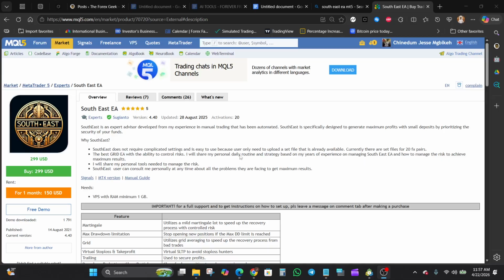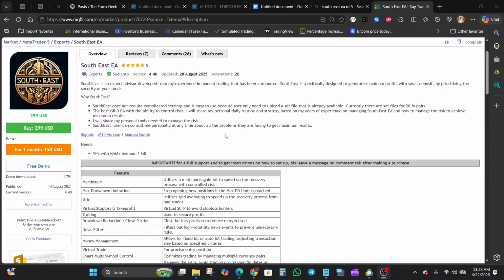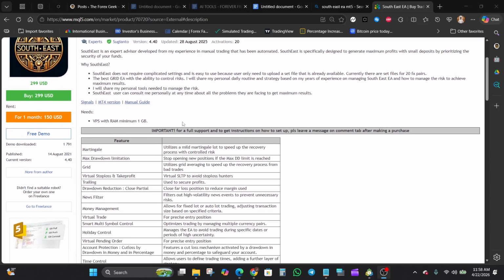So here we are on the MQL5 marketplace, and this is the Southeast EA priced at 299 US dollars with a short-term rental option as well at 150 US dollars per month. It's developed by Sugianto, and from the description, this EA is positioned as a grid-based trading system, but with a strong focus on risk control and capital protection rather than just aggressive profit targeting.